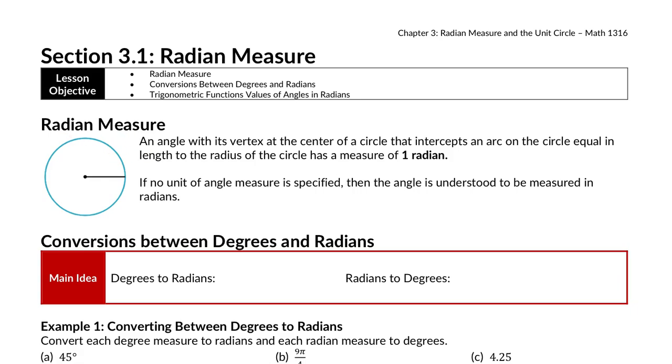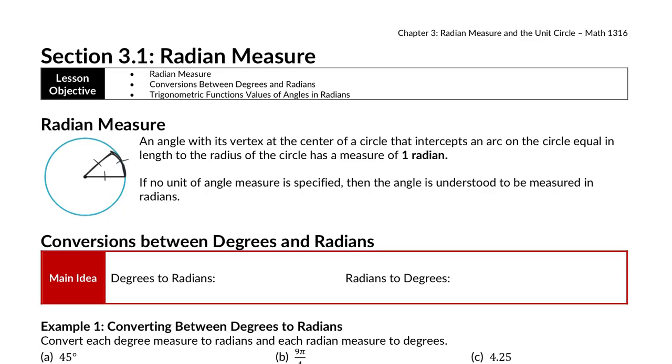A radian measure: an angle with its vertex at the center of a circle that intercepts an arc on the circle equal to the radius of the circle has a measure of 1 radian. So if we're just drawing this in, essentially we're trying to get these 3 measurements to be the same. Obviously, one of them is curved, so it's not as easy as having 3 little sticks, which is how we started that arts and crafts project. One of them will have to be turned, but that is 1 radian.